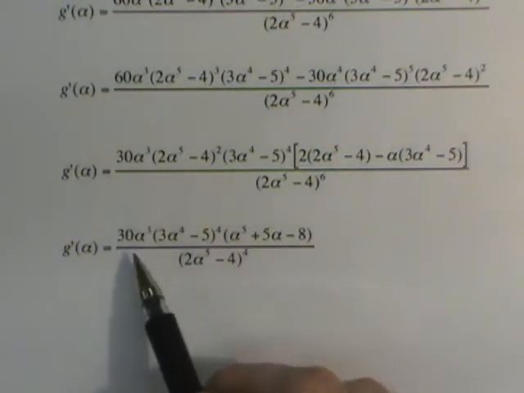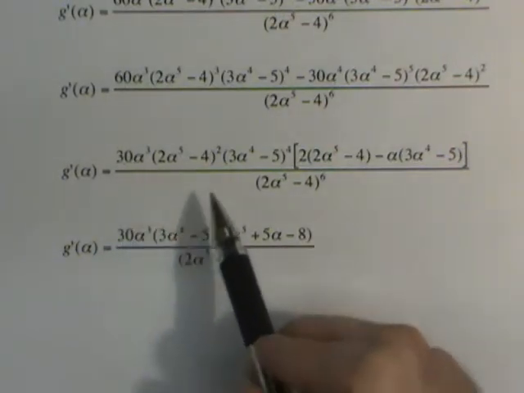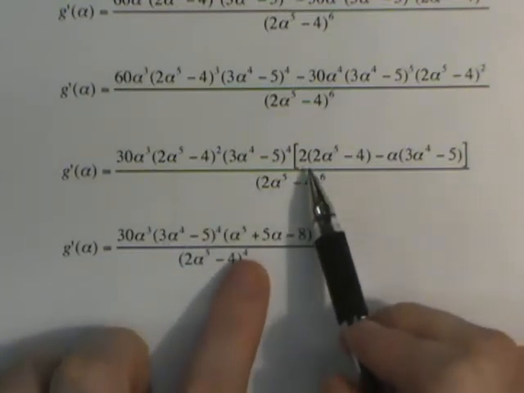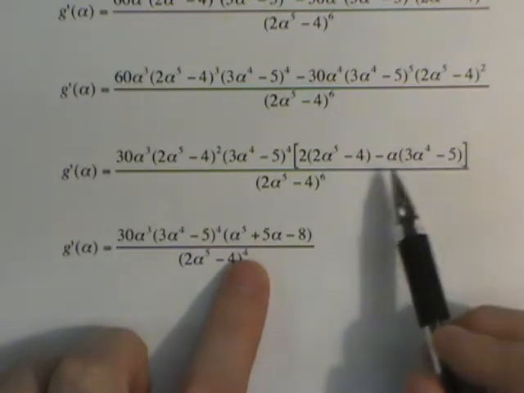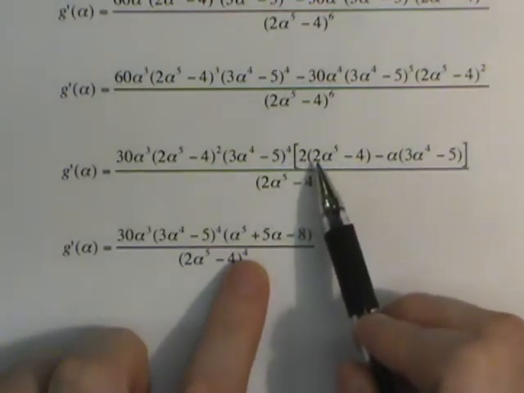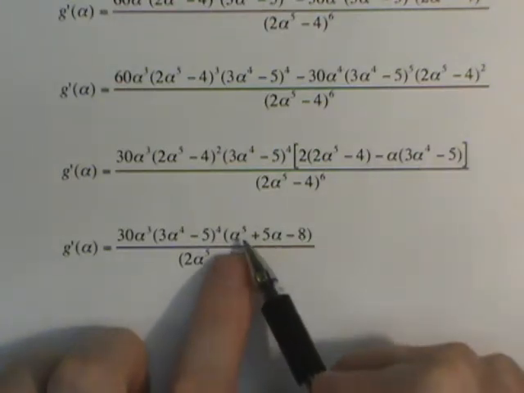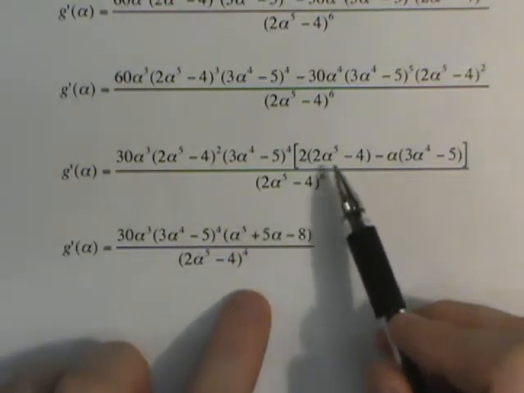I'm left with the 30 alpha cubed, the 3 alpha to the 4th minus 5 raised to the 4th, and then I simplified this. As I expanded, I simplified. So I had 4 alpha to the 5th minus 3 alpha to the 5th, which gave me alpha to the 5th. And then I just continued to expand this.